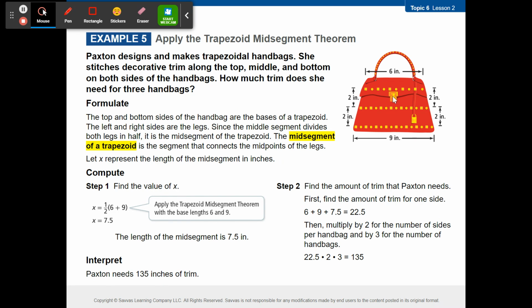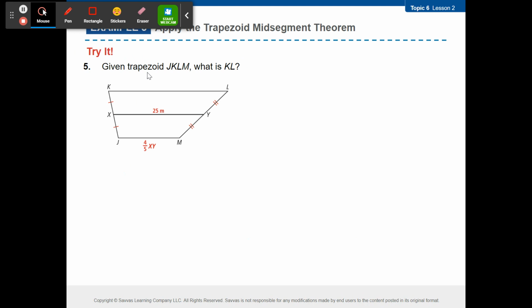Okay, let's take a look at the next one. It says, given trapezoid JKLM, what is KL? In this case, I'm labeling this as X because I don't know what it is. The other thing I'm looking at is 4/5 XY. They gave us XY as 25. So I'm going to take 4/5 of 25. This leaves me with 20.